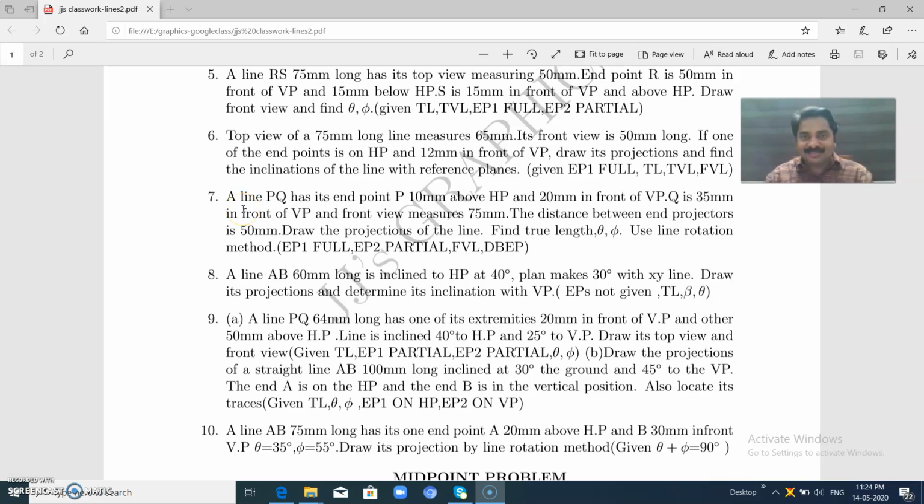Let's move to question number 7. A line PQ has its endpoint P 10 mm above HP and 20 mm in front of VP. Q is 35 mm in front of VP and the front view measures 75 mm. The distance between end projectors is 50 mm. Draw the projections of the line. Find the true length, theta and phi.